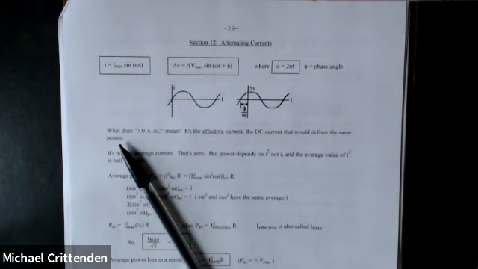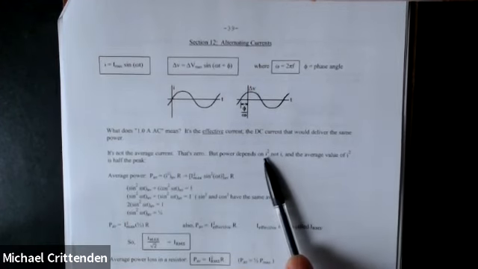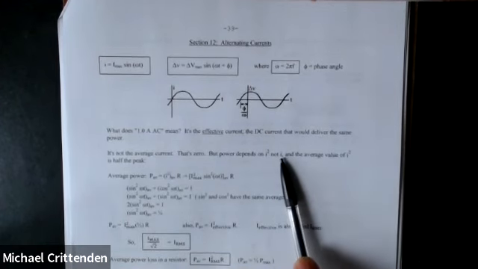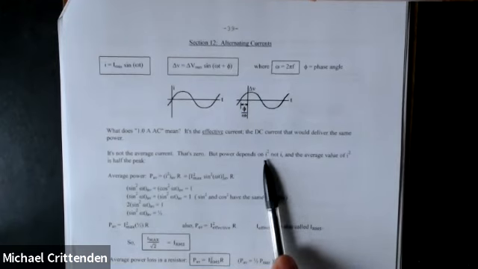Now, power depends actually on I squared, not on I. From fairly close to the beginning of the course, power delivered by an electric current is equal to I squared times R.